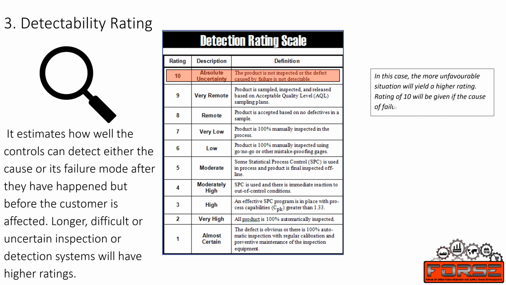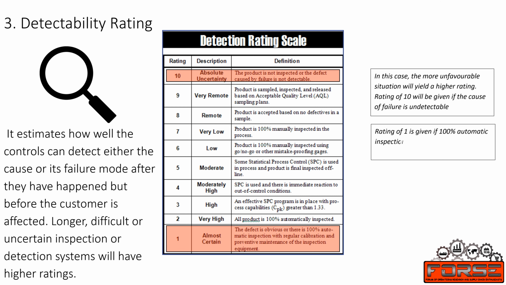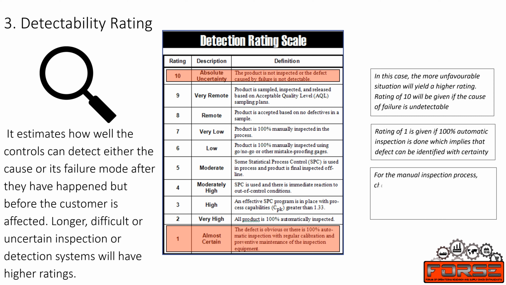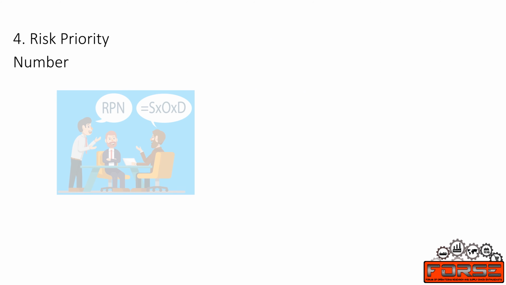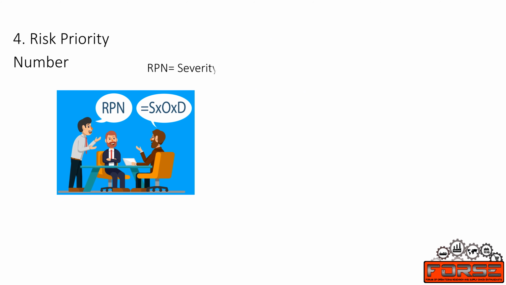Rating of 10 will be given if the cause of failure is undetectable. Rating of 1 is given if 100% automatic inspection is done along with proper inspection equipment. It is then regarded as almost certain it is to find the defect. For the manual inspection process, chances of error are high as compared to an automatic process, so higher will be the rating.